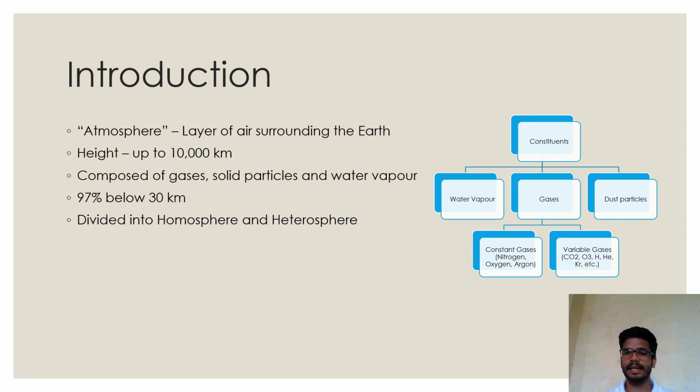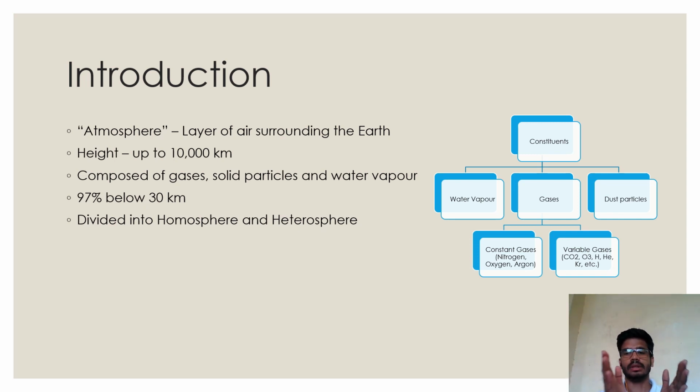Gases are divided into two: constant gases and variable gases. What are constant gases? Constant gases are those gases whose proportion does not change. They remain stable over a period of time. And what are variable gases? Variable gases are those gases whose proportion to the total gases in the atmosphere changes over a period of time. We have mainly three constant gases: nitrogen, oxygen, and argon. These three are the principal gases whose proportion is constant.